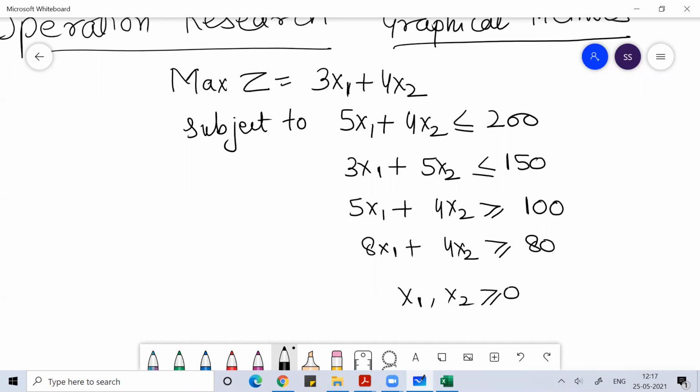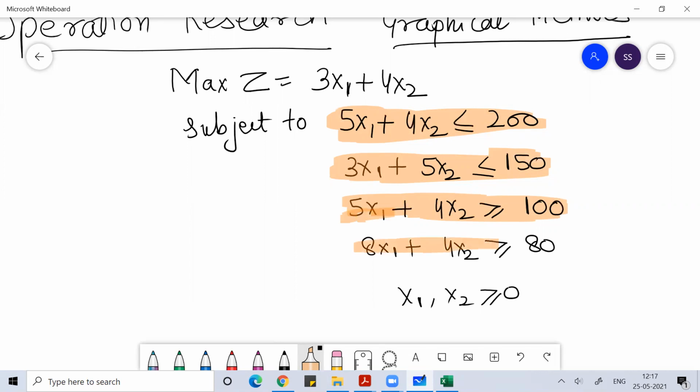When we use the graphical method, we'll focus on the constraints. We'll observe what all constraints we have. We have 4 constraints. So whenever you're solving a problem by the graphical method, focus on your constraints.